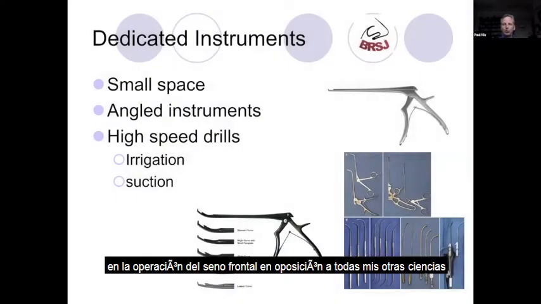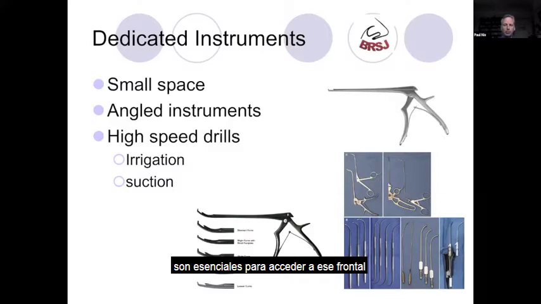In operating the frontal sinus, as opposed to all my other sinuses, you really need dedicated instruments. Kerrison punches are great instruments for precisely cutting through bone and mucosa, and angled instruments are essential in accessing that frontal recess without ripping out sinus mucosa.